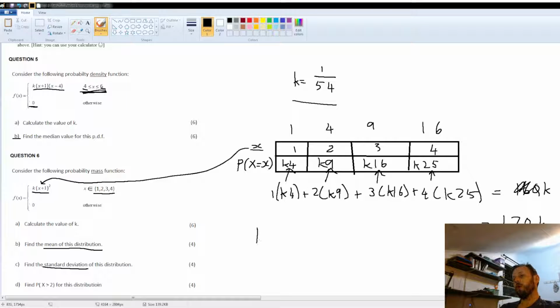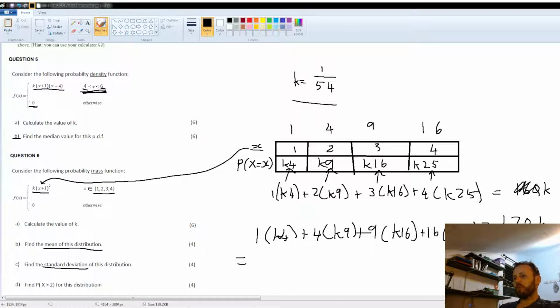What do you get? It's 1 times k4 once again, plus it's no longer 2 times k9, it's now 4 times k9, because 4 is 2 squared, plus 9 times its associated probability, which is k16, plus 16 times its associated probability, which is k25.